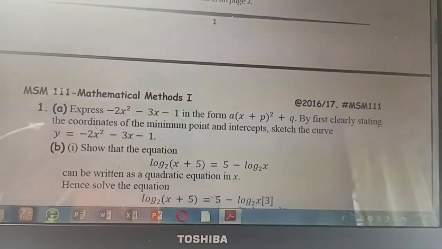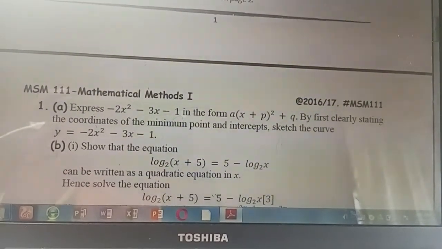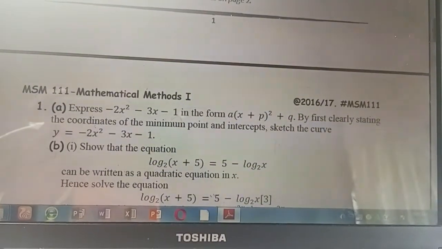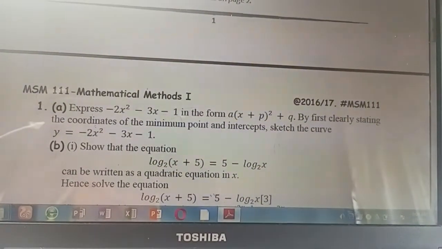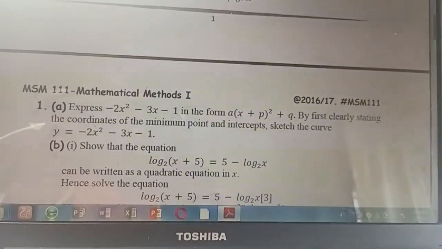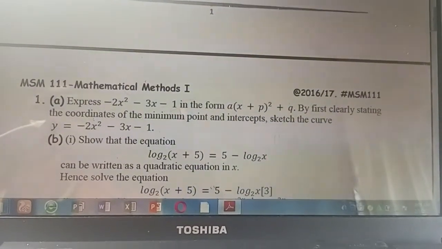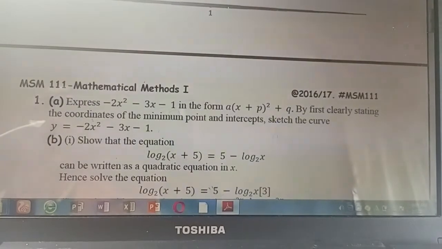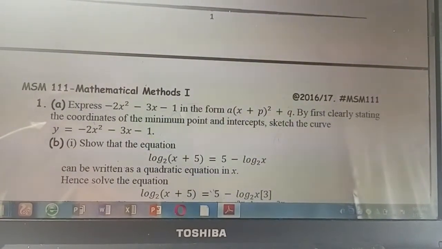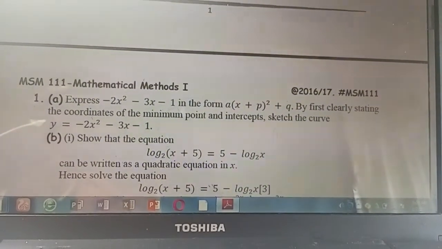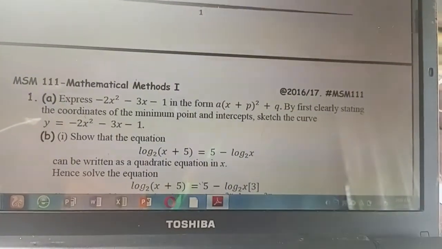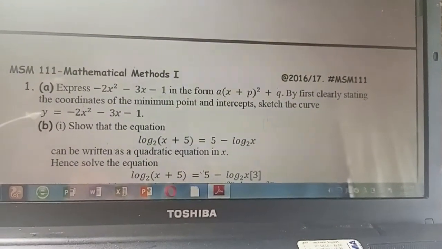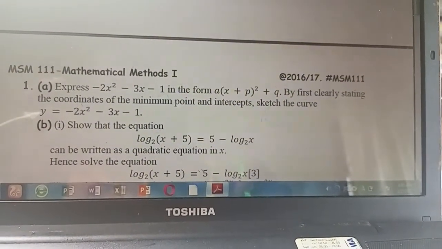So now we are asked to find the coordinates of the minimum point and intercept. Once you are asked to find the coordinates of the minimum point, it means you are asked to find the y coordinate of the turning point, then the intercepts, this is when y is equal to 0. So let's get started. So I'll use this paper.